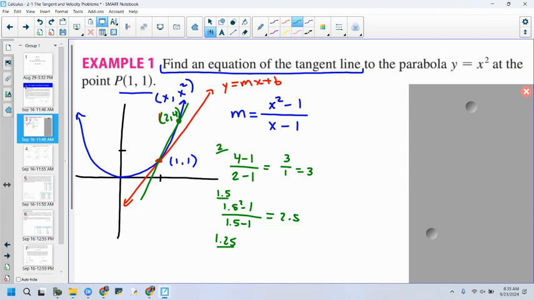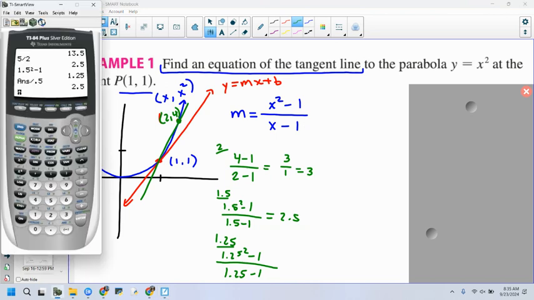I know I can't go like 2, 1.5, then directly down to 1. So what if I plugged in 1.25? 1.25 squared minus 1 over 1.25 minus 1. Let's see what happens. 1.25 squared minus 1 divided by, and then 1.25 minus 1 would just be 0.25. That's 2.25.